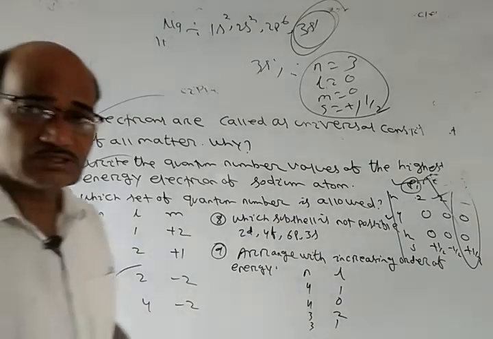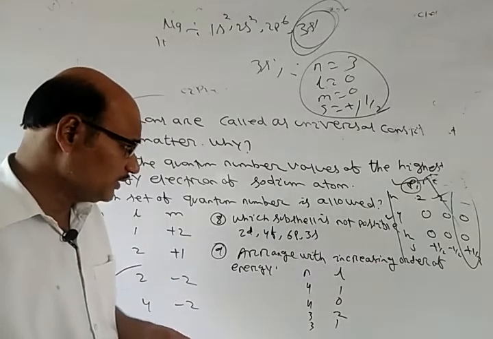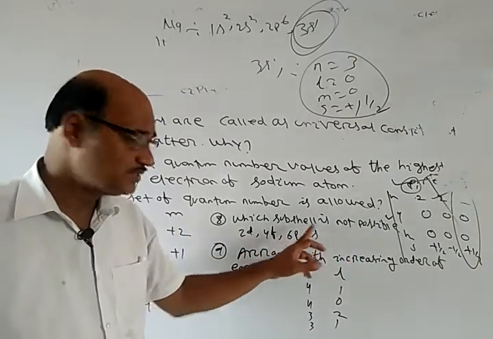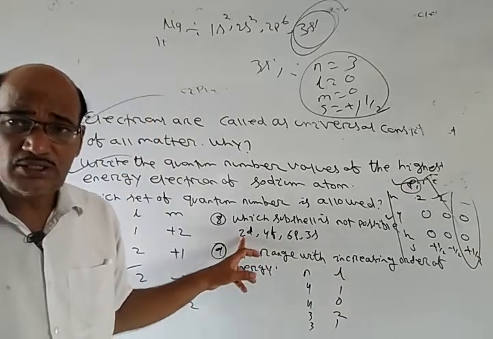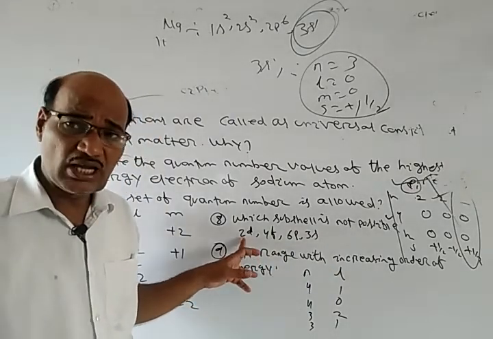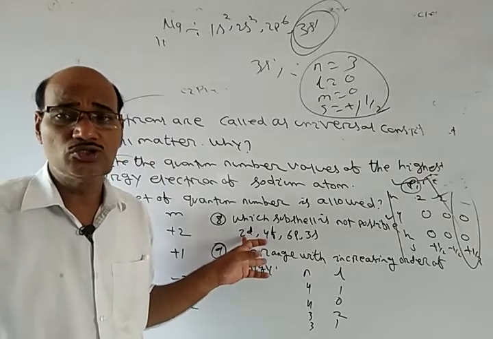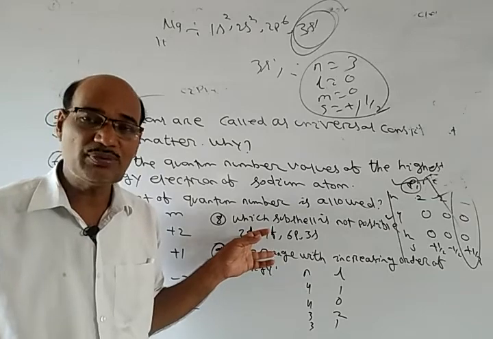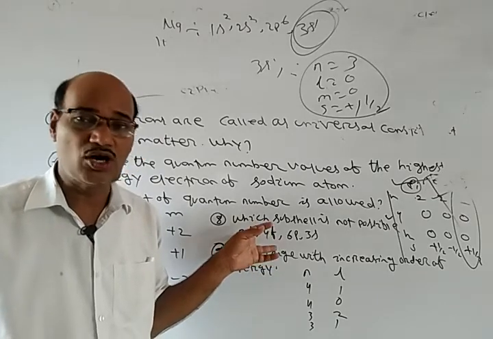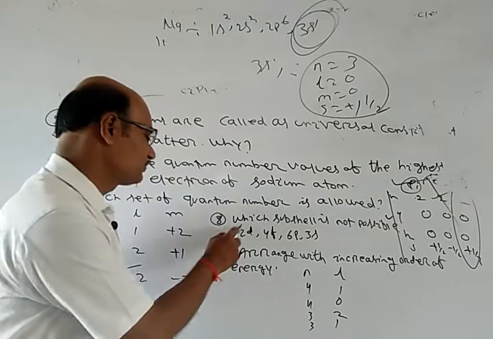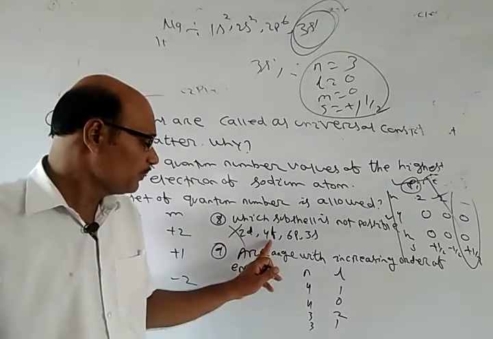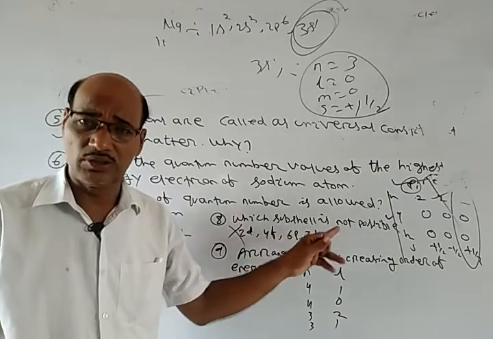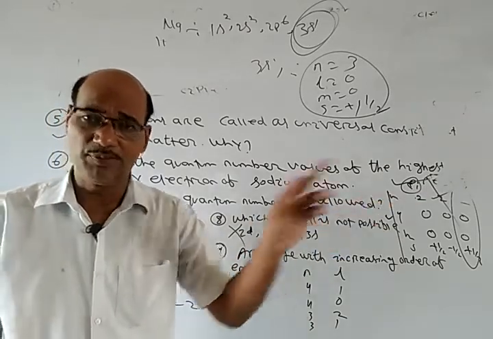Similarly, which subshell is not possible? 2d, 4f, 6p, 3s. Here 2d: 2 means n equal to 2. If n equal to 2, then l equals 0 and 1, because l equals 0 to n minus 1, so it can be s or p. That means we can have a 2s or 2p. We don't have a 2d. 4f: n equal to 4 here, so l equals 0 to n minus 1, so 0, 1, 2, 3. So s, p, d, f are possible.